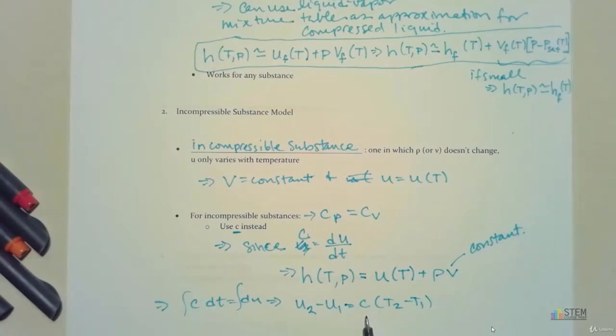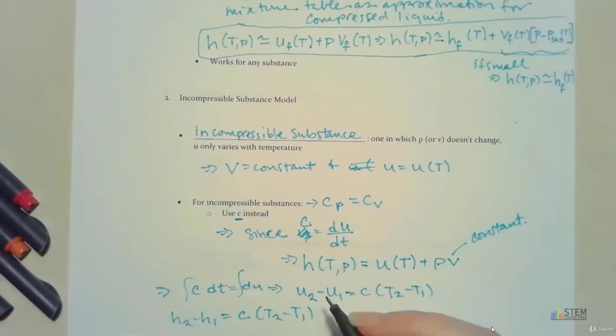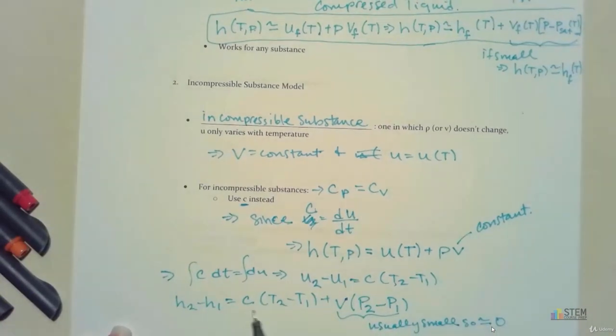And now if we take this enthalpy here and we look at the change in enthalpy between two states, we can write that H2 minus H1 equals C times T2 minus T1, which we got from right here, plus V, because V is constant, times P2 minus P1. And usually this is going to be small. So a lot of the times this is going to equal 0. So if you ever see h2 minus h1 equals c times t2 minus t1, that's because this term here is going to be a lot smaller than over here, so you can neglect that one.